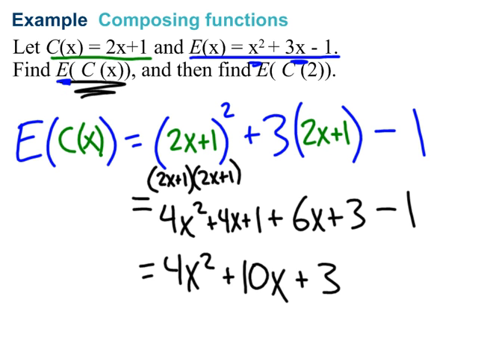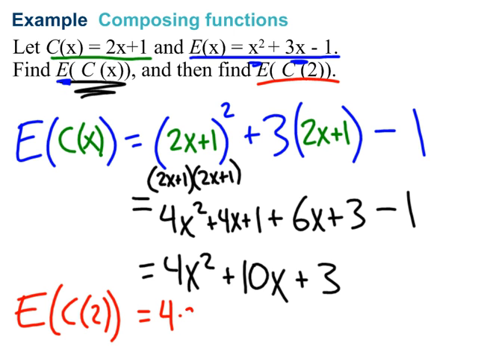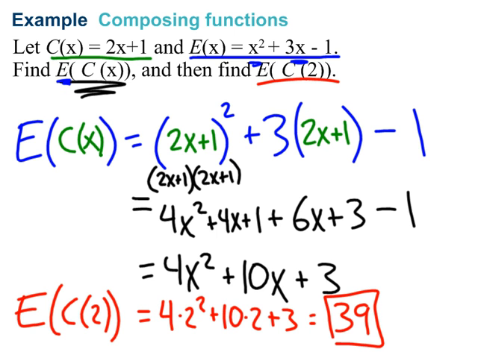We're next asked to evaluate e of c of 2. So let's put e of c of 2. If I just substitute 2 in there, 4 times 2 squared plus 10 times 2 plus 3. That would be 16 plus 20 plus 3. That would be 39. Okay? I could call the problem done right there.